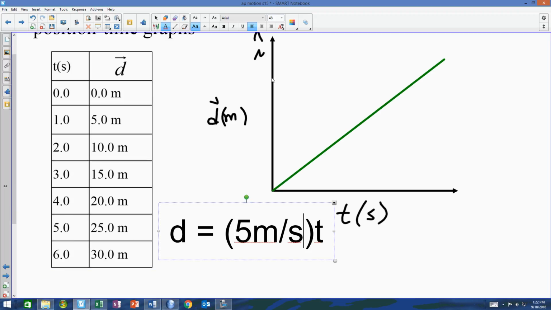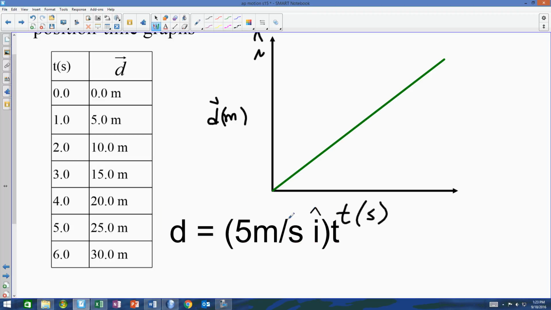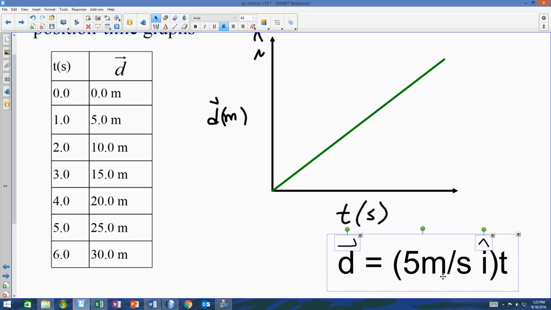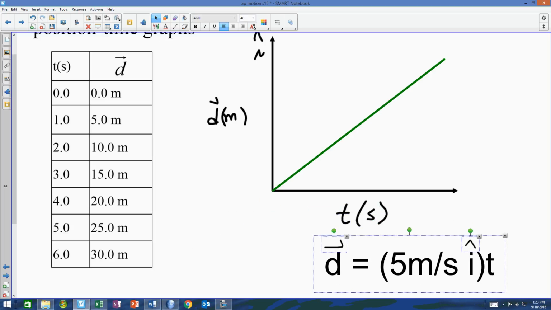Also, I have an i hat here, so I might want to go ahead and add that. And now I'm going to put the caret over top of this, and put a vector sign there. So this is actually what I end up with for my equation for my line of best fit for this data. Okay, so that's my equation.